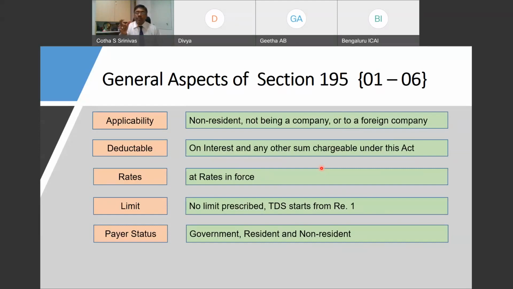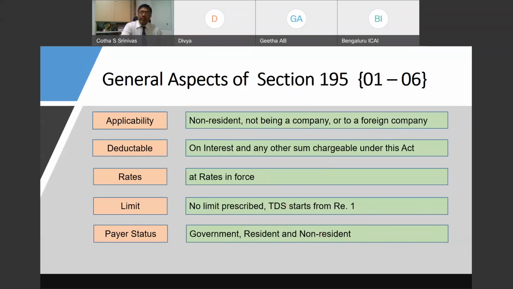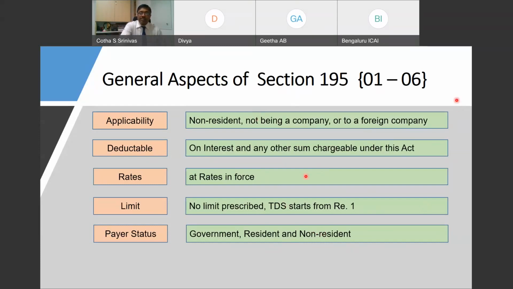That will not be considered as income chargeable to tax under the Income Tax Act in the hands of the non-resident, for which there is no need for deducting TDS. Now, a non-resident making payment to a non-resident is generally exempted. If one non-resident outside India makes payment to another non-resident, we cannot say that it is subject to TDS. So it is generally exempted.